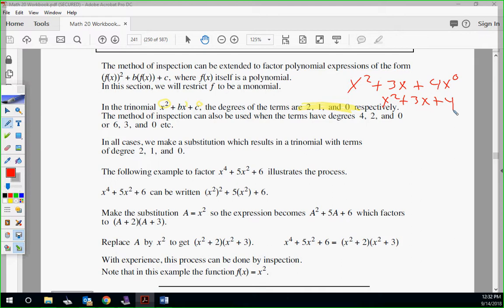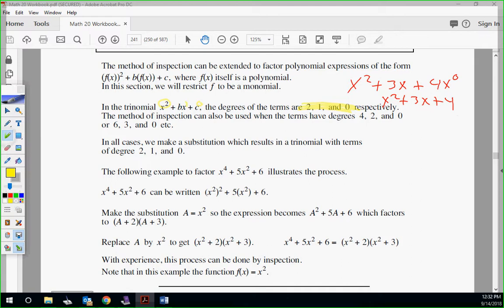Okay, so it's double the middle. In all cases, we make a substitution that results in a trinomial with terms of degree 2, 1, and 0. So now look, the following has x to the 4th, 5x squared, plus 6. So this is 4, 2, 0. Does that hold the same pattern? Yes, because it's double.